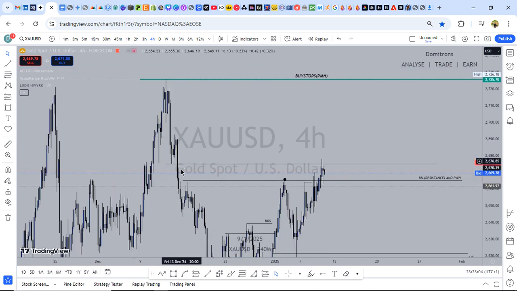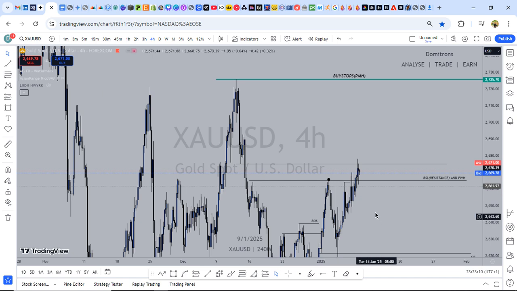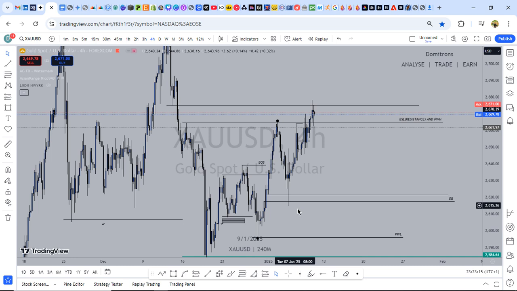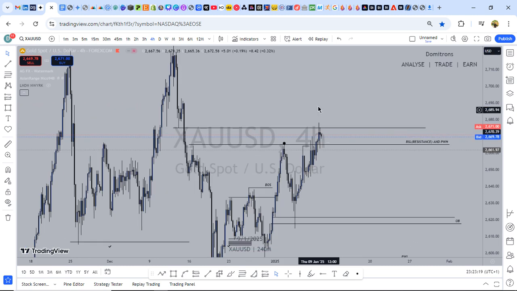And we are now reacting from this fair value gap, and I said I'm expecting this fair value gap from the sell side to not hold or push the price lower. I also mentioned that I'm not expecting Monday or Tuesday to go below this low, but to continue going higher.